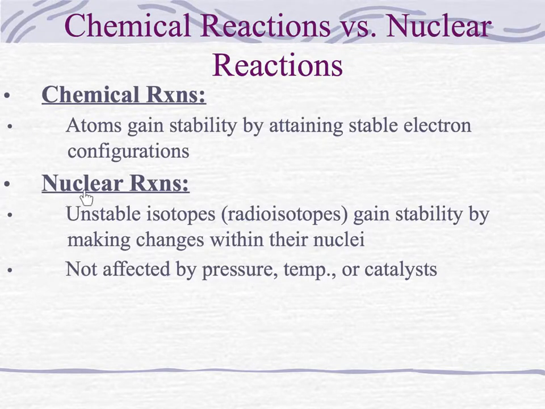Now, your nuclear reactions are a little different, okay? What we are going to do is compare the ratio between the protons and the neutrons to determine the stability of the atom. So that means that if the ratio of protons to neutrons is too large or too small, then it could be an unstable nucleus. And we call that a radioisotope. Okay, so an unstable nucleus is called a radioisotope. Your nuclear reactions are also not affected by pressure, temperature, or catalysts.